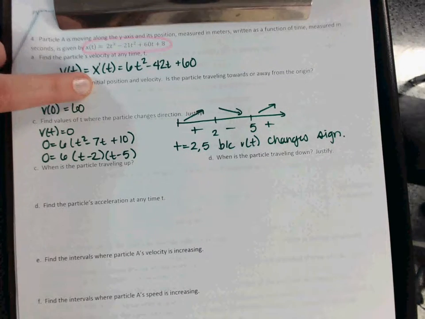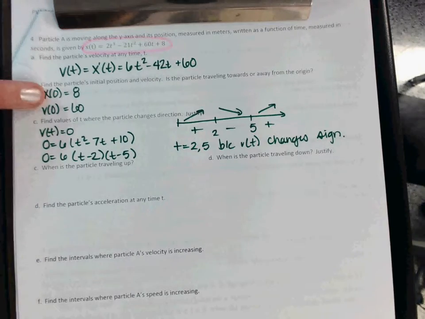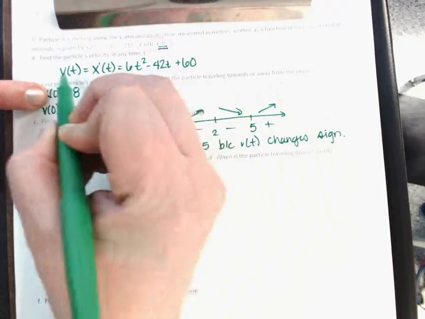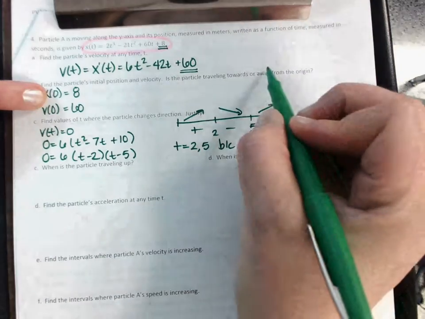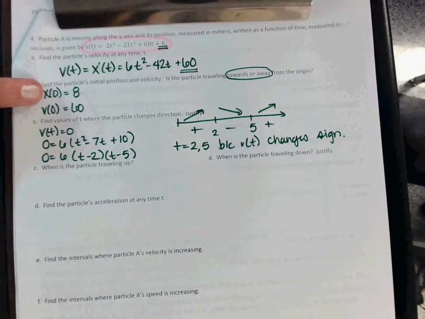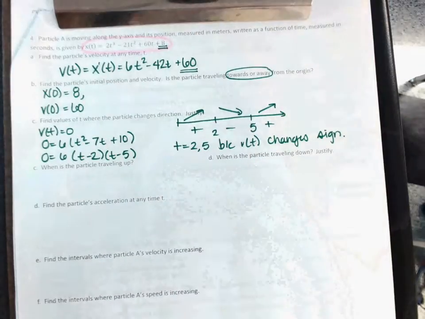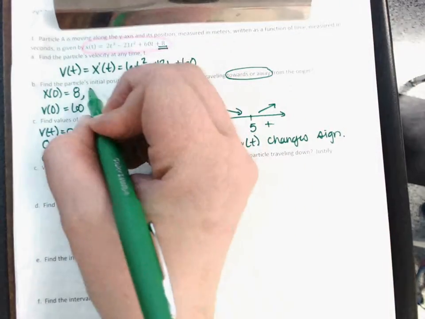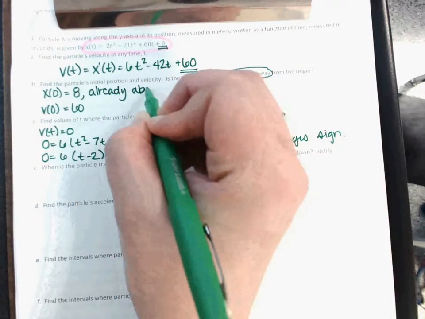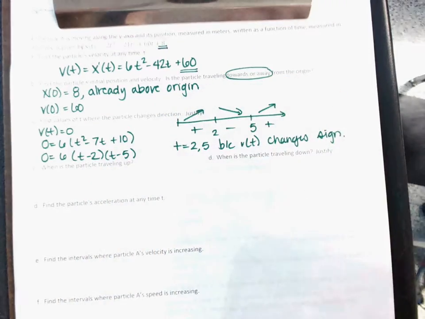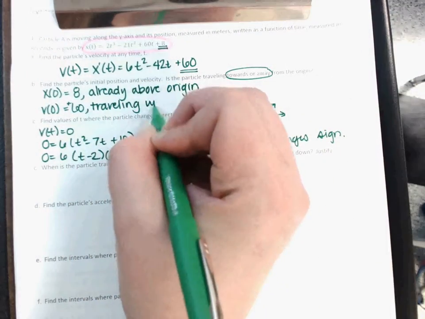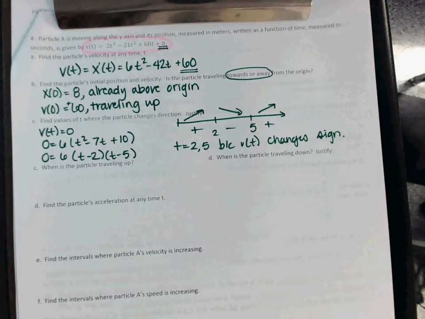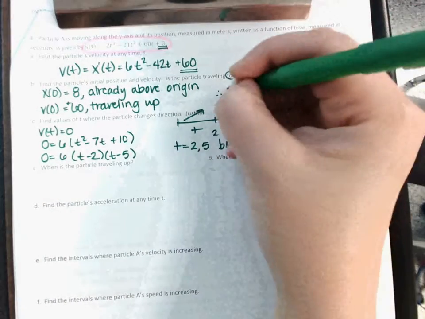Initial position, you are plugging in zero. Initial means time is zero, not set equal to zero, not the same. So you plug in zero, you just get the 8. Then you plug in zero to velocity, you just get the 60. Those two pieces tell you if he's going towards or away from the origin. If his position is 8, is he above or below the origin on the y-axis? He is already above the origin. And which way is he traveling if his velocity is positive 60? He is traveling up. So if he's already above, and also traveling up, is he going towards or away? Therefore, away.